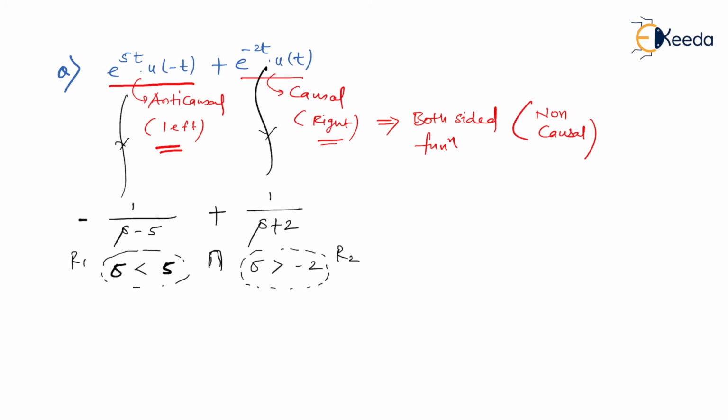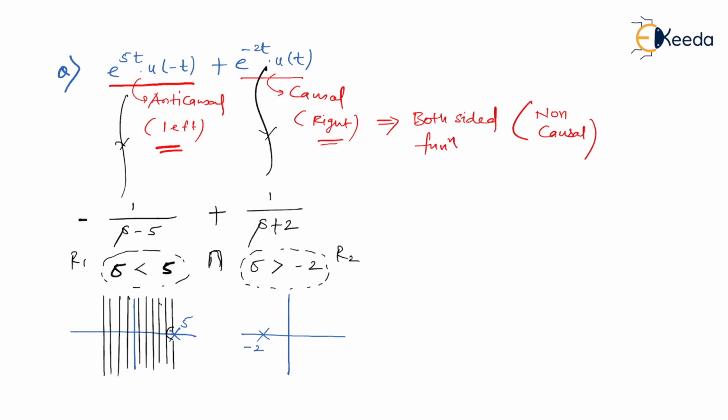First of all, I'm going to draw their individual ROCs. Concentrating on the very first term, the pole location is at positive 5 and the ROC covers the left-hand side part. So this would be the ROC for the first function. For the second function, it is a right-handed ROC, sigma greater than minus 2. Minus 2 is the pole location, so it is going to cover the whole right-hand side area with respect to the minus 2 pole.